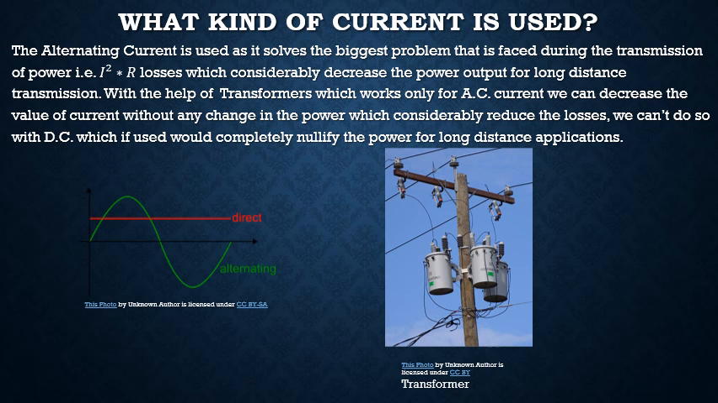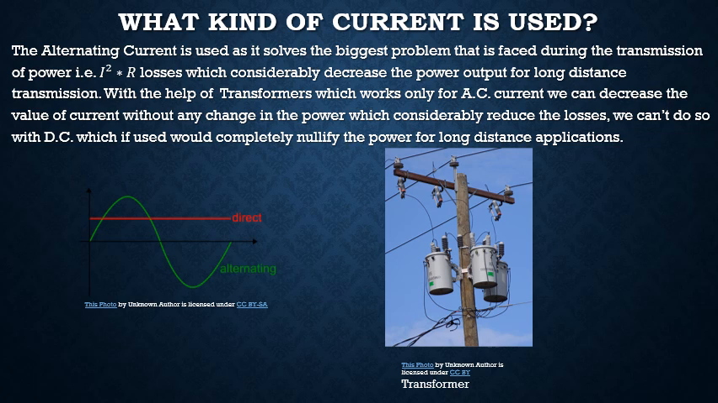Now another question is what kind of current is used. The alternating current is used in the power grid as it solves the biggest problem that is faced during the transmission of power. That is the I square R losses, which considerably decrease the power output for long distance transmission. With the help of transformers, which work only for AC current, we can decrease the value of current without any change in the power, which considerably reduces the losses. We can't do so with DC.